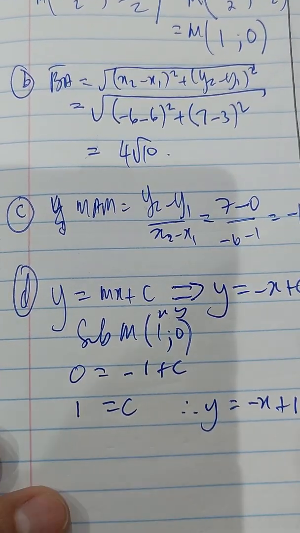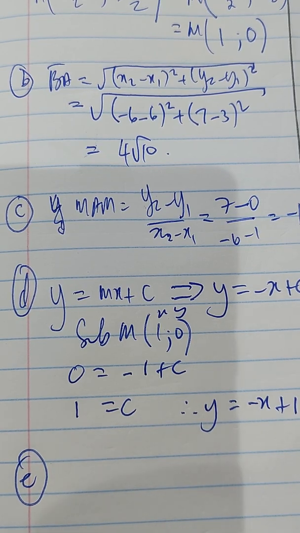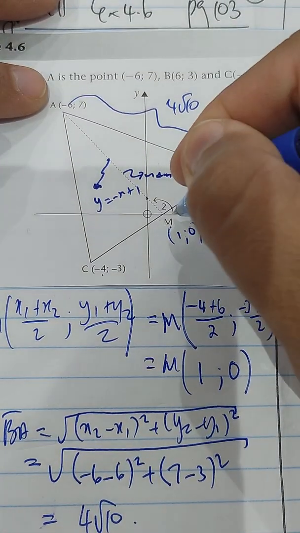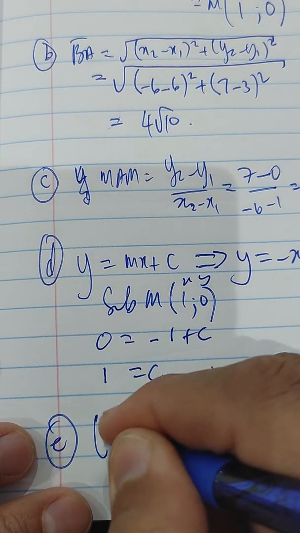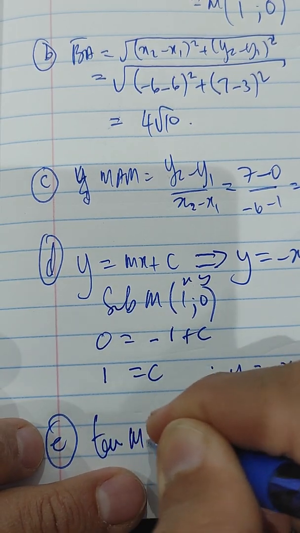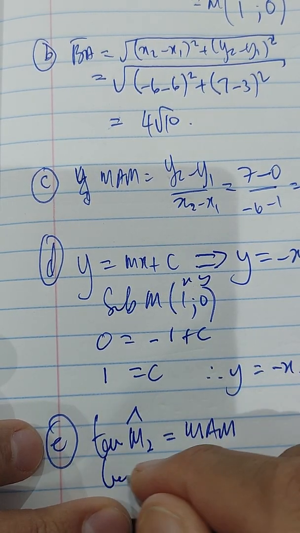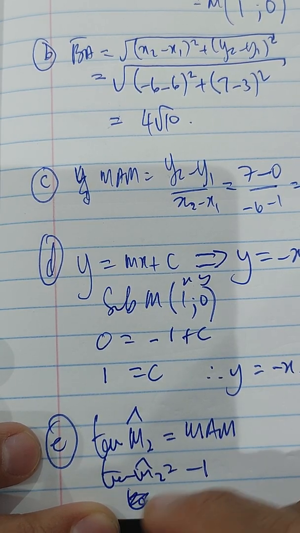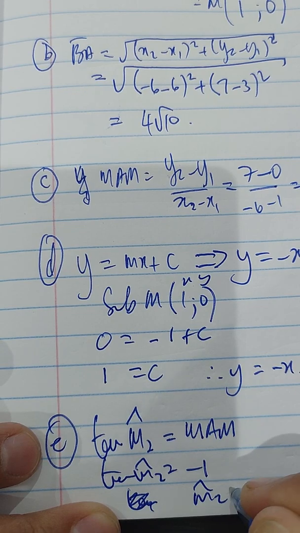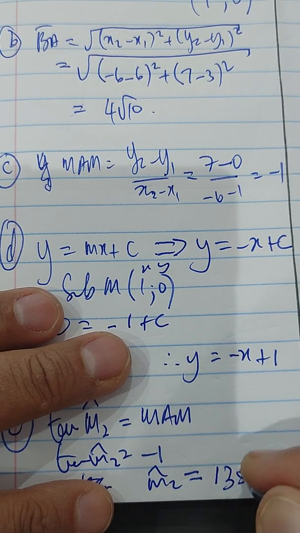Okay, let's look at E. The question says calculate the size of M2, the inclination of AM. So M2, which is this angle here, we need the gradient of that line. So tan of M2 is equal to the gradient of AM, so tan of M2 is equal to -1. Arctan of that gives you -45. Plus 180 gives you an answer of 135 degrees. So that's 135 there.